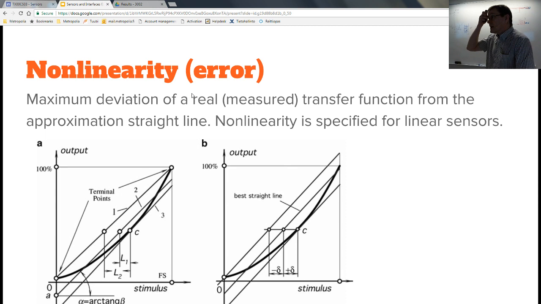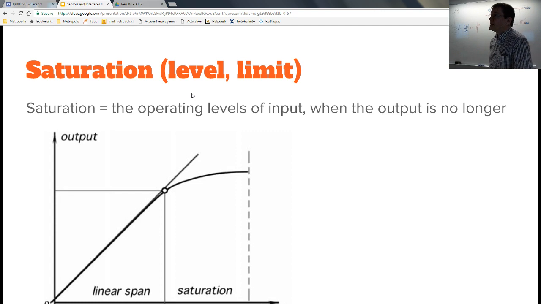The non-linearity error. Okay, if there's a non-linearity, that's also considered as error, and usually it's given by the maximum deviation from the linear curve. Saturation actually gives where the sensor is linear. Okay, when the sensor saturates, it does not mean that you cannot make any measurements anymore. You just have to calibrate correctly. Sometimes it takes some experiments and also some modeling.